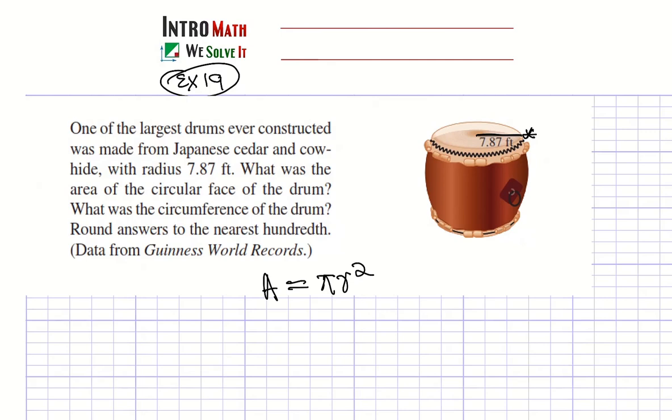The circumference of a circle has a formula too. The circumference of a circle, C, is equal to 2 pi r. If you go around it, if you start here, you go around and then you end here. It's just like the perimeter, but it's called the circumference. Okay, that's it right there.